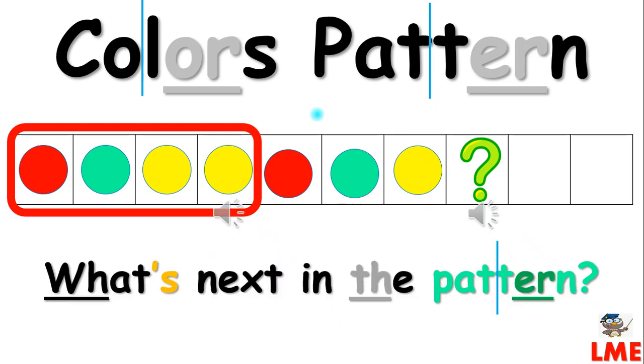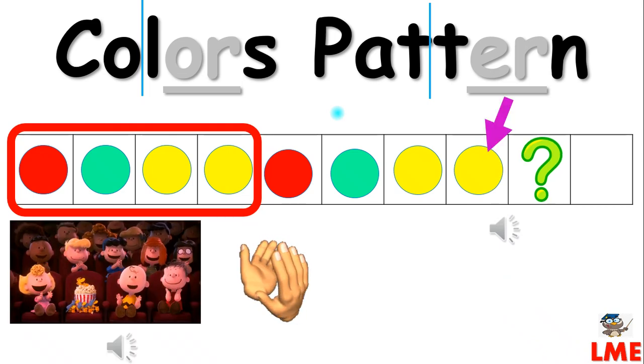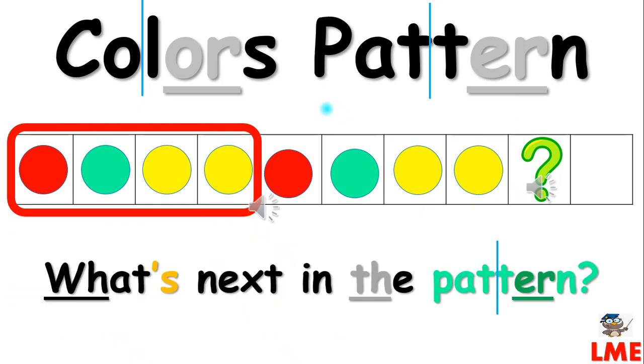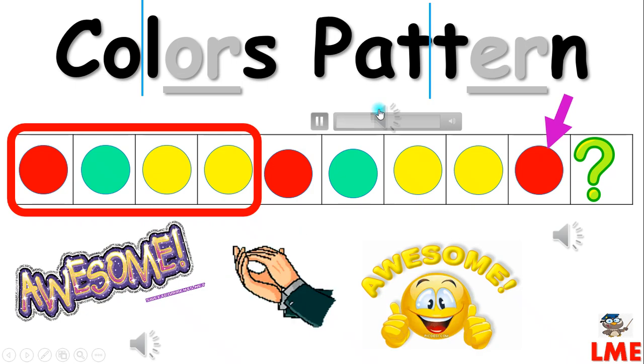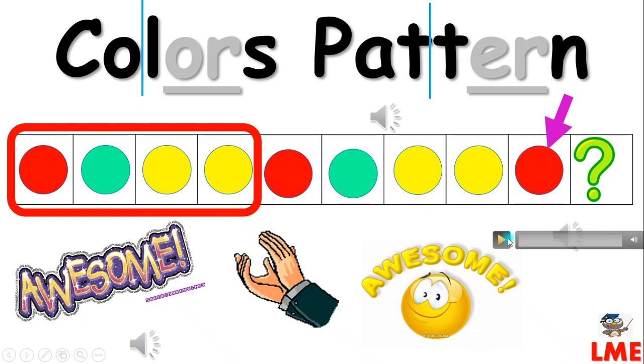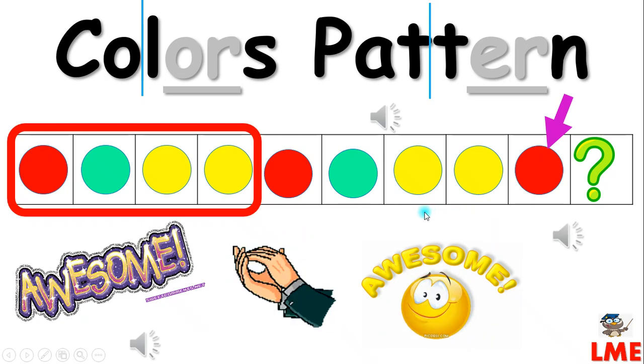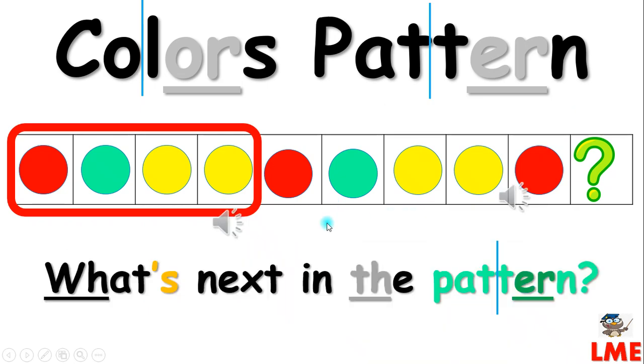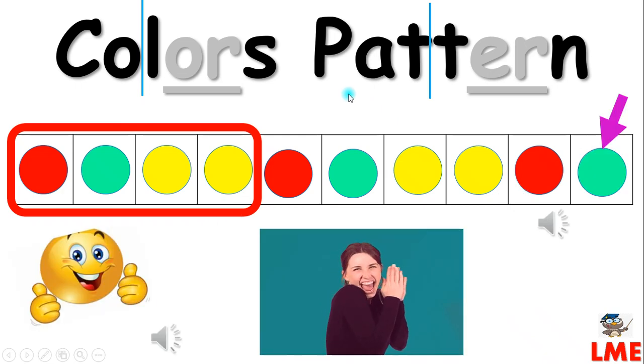Can you guess what's next in the pattern? Color comes next in the pattern. Can you guess what's next in the pattern? That was awesome! You are correct. Red color comes next in the pattern. Can you guess what's next in the pattern? Good job! Green color comes next in the pattern.